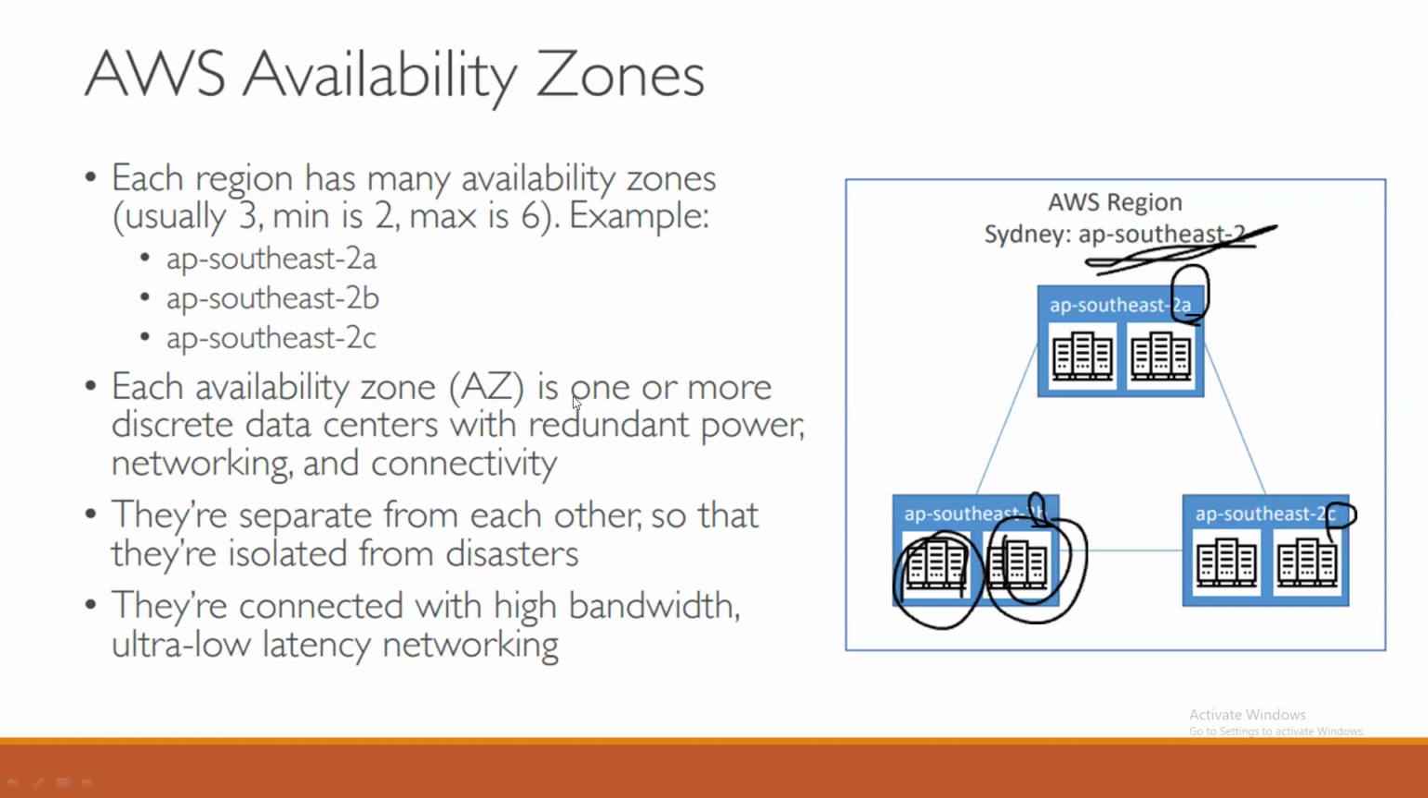Each availability zone is one or more discrete data centers with redundant power, networking and connectivity. These are the data centers, with redundant power, networking and connectivity. They are separated from each other so that they are isolated from disasters. They are connected with high bandwidth, ultra low latency networking.